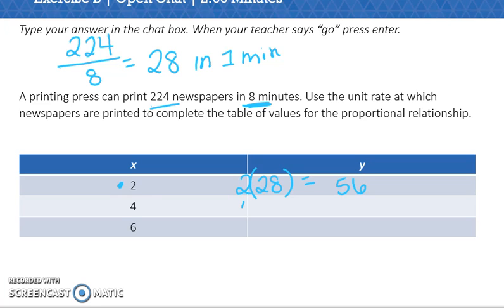And we're going to continue this pattern. Well, in 4 minutes, I can do 28 per minute, so 28 times 4 would give me 112 newspapers. And then in 6 minutes, well, if each minute I'm doing 28 newspapers, I take 6 and multiply it by 28. So 6 times 28 gives me 168 newspapers. Awesome job, guys.